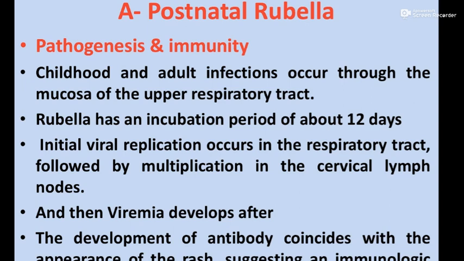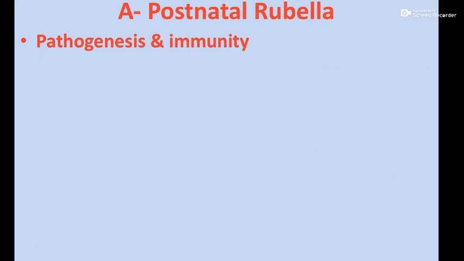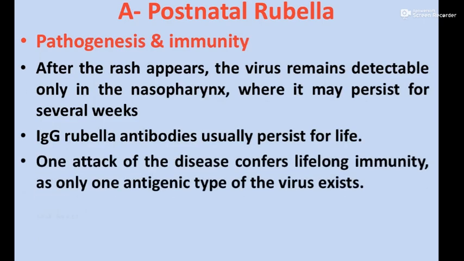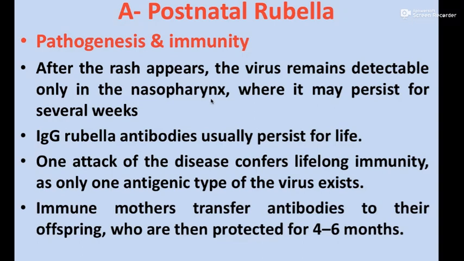السؤال هنا يجي, right? We cannot isolate the virus from the skin, though there is a maculopapular rash. Why? Because the rash of rubella is mainly immunologically caused، يعني antibody antigen reaction. Unlike measles. Measles, direct cause in the skin, like in rubella, indirect due to immune response. After the rash appears, the virus remains detectable only in the nasopharynx. يبقى continually excreted in the nose، وهذا هو المهم لأنه infectious معناته.